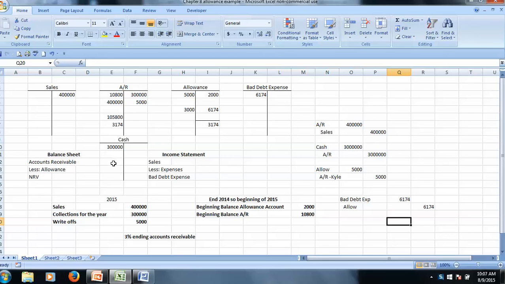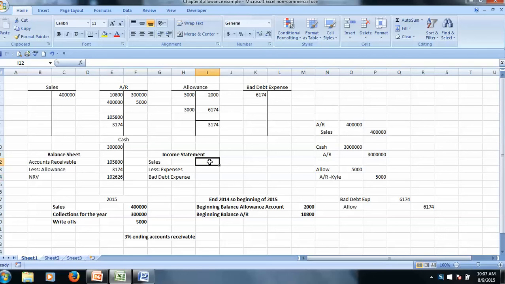So at the end of 2015, we would have on the balance sheet $105,800 owed to us from those folks that we had allowed to charge on account. We will have in our allowance account $3,174, which we deem will not be collectible, for a net realizable value of $102,626. So the ending balance of accounts receivable of 2015 minus that 3% allowance for uncollectible accounts will give us a net realizable value of $102,626.